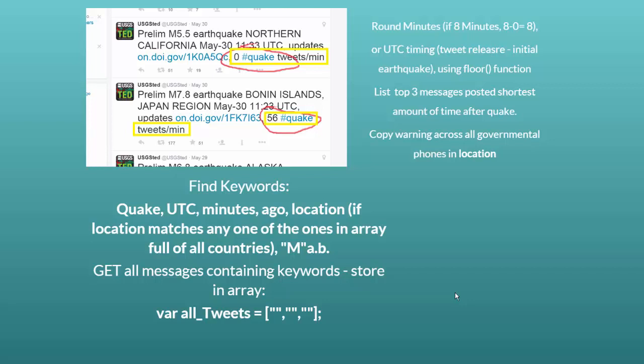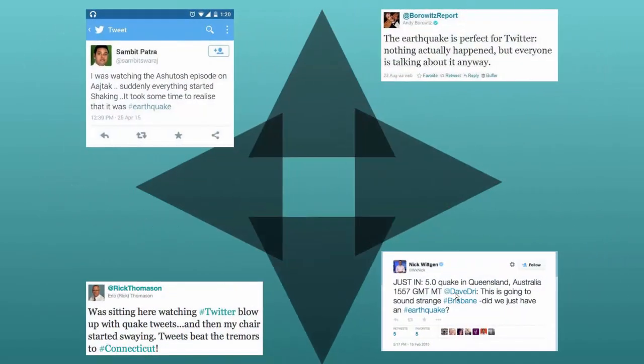So after that, we're gonna list the top 3 messages posted with the shortest time after the quake, and we're going to copy the warning from those tweets across all governmental phones within the specific radius of the earthquake speed wave. And so that's how we'll use social media like Twitter or Facebook or something as such to warn users of an earthquake.